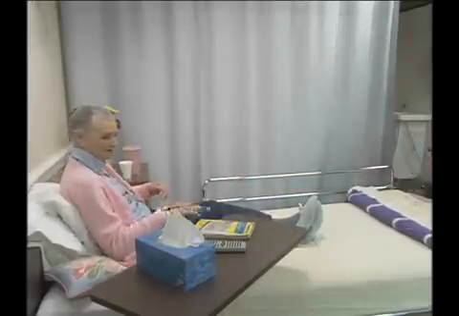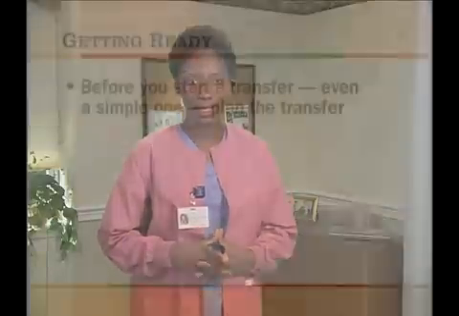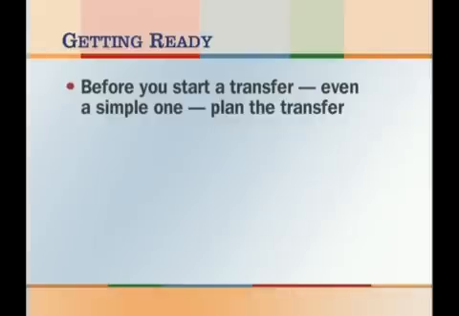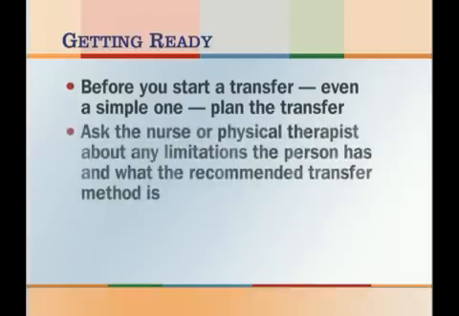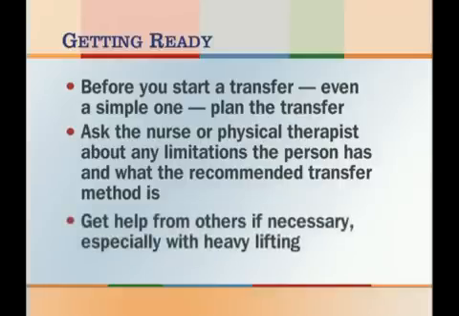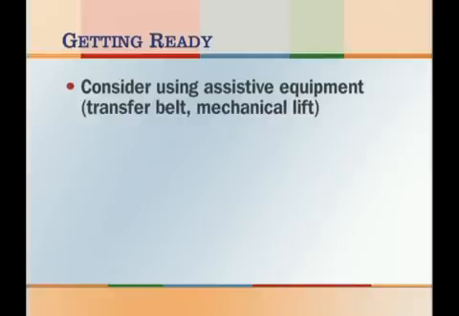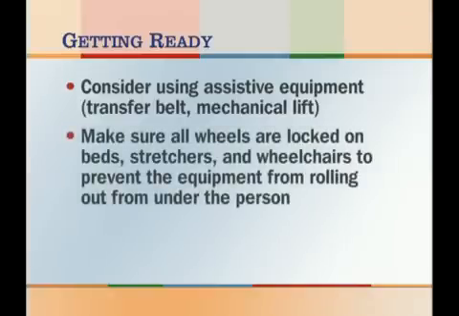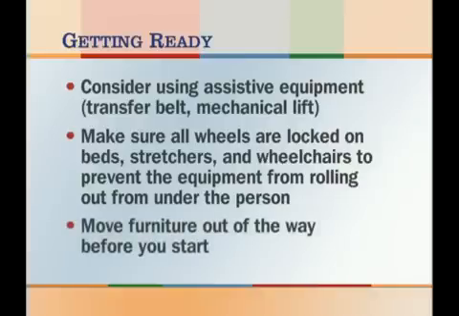Here are some additional getting ready steps you should take whenever you transfer a patient or resident. Before you start a transfer, even a simple one, plan the transfer. Ask the nurse or physical therapist about any limitations the person has and what the recommended transfer method is. Get help from others if necessary, especially with heavy lifting. Consider using assistive equipment such as a transfer belt or mechanical lift. Make sure all wheels are locked on beds, stretchers, and wheelchairs to prevent the equipment from rolling out from under the person. And finally, move furniture out of the way before you start.